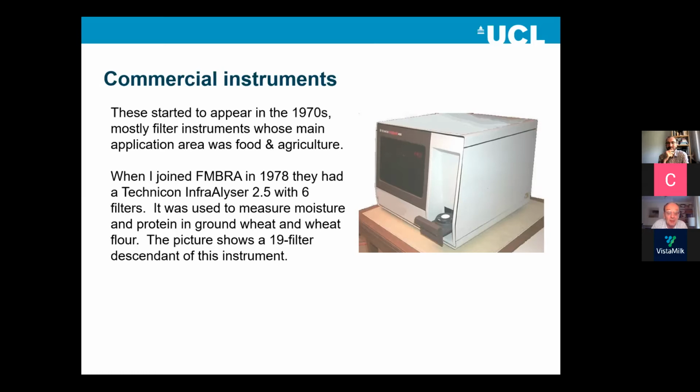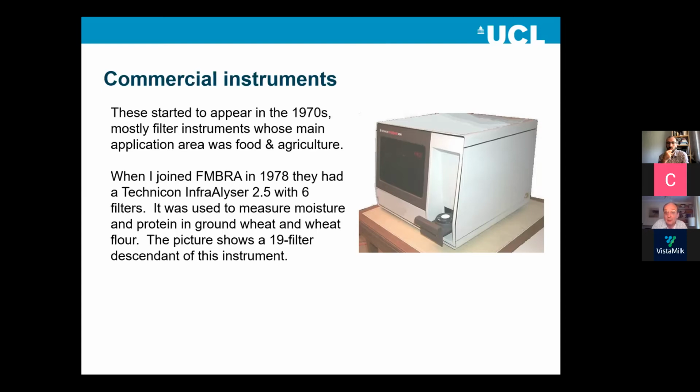And I think they'd had that for about 2 years. I think they came out in about 76 or so. And it was being used to measure moisture and protein in ground wheat flour, and later on some other applications. But it was a sort of workhorse for those measurements. The oldest picture I could find is a Technicon 400. It's a descendant of the Infralyzer 2.5, and it's got 19 filters in it.